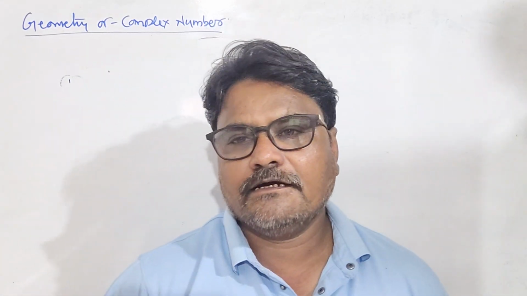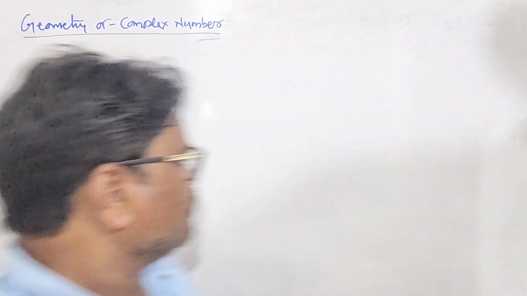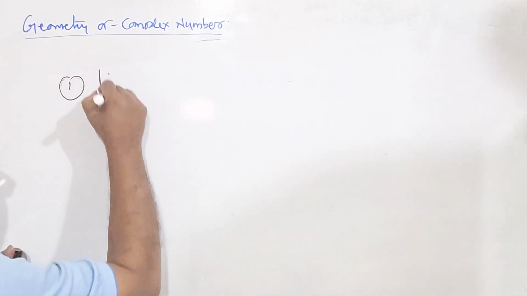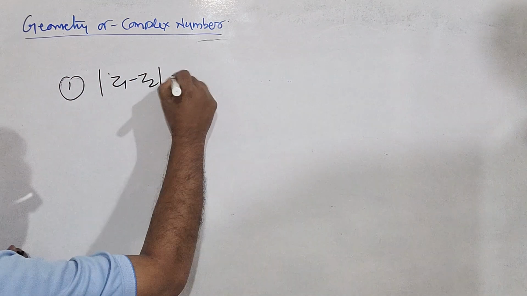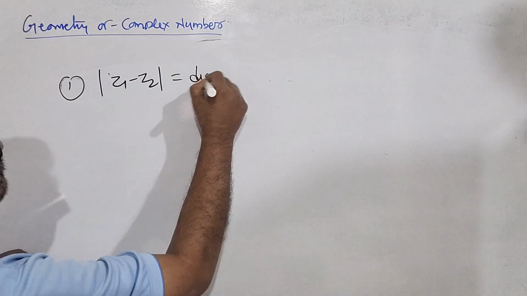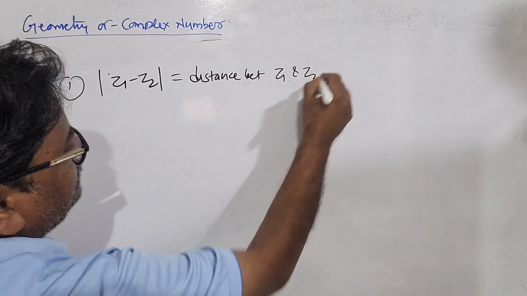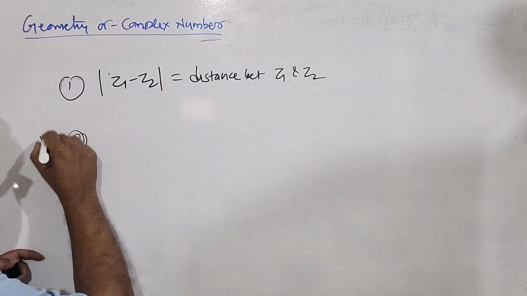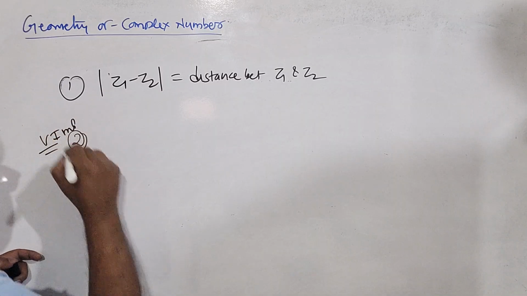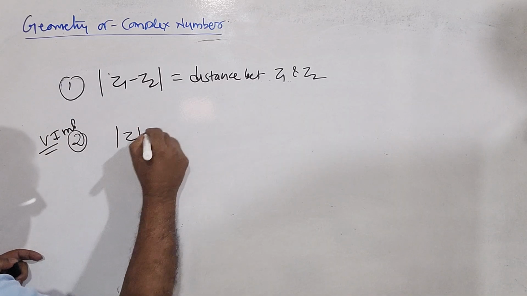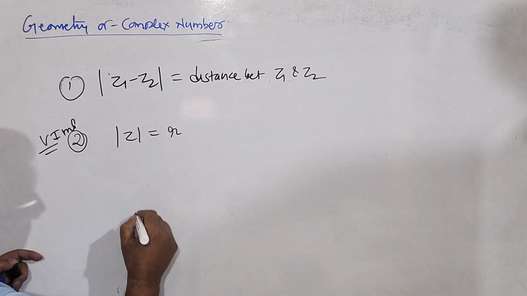Hello everyone. In this video we will see geometry of complex numbers. In the last video we saw the first part, where we discussed the modulus of z1 minus z2, and that represents the distance between z1 and z2. But now in this video we will see a very important locus, that is modulus of z equal to r.